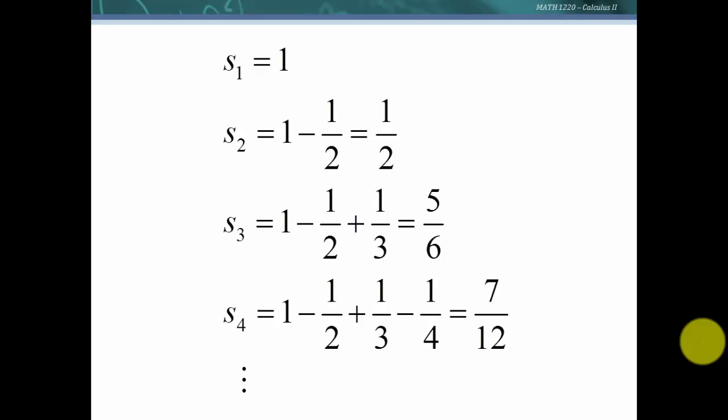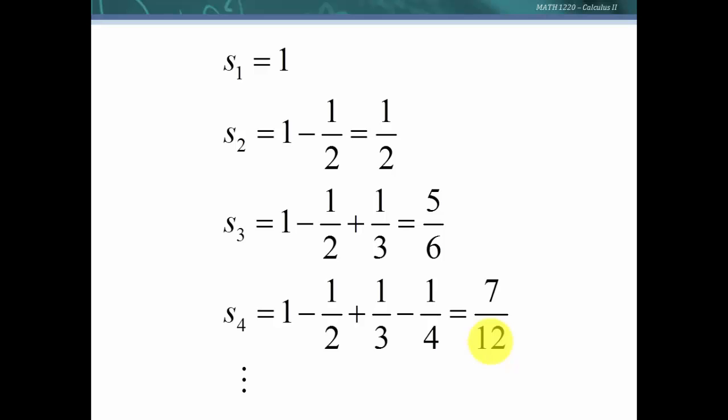Let's look at some of the partial sums here so we can see what's going on. We see s sub 1 is 1. Adding 2 of those we get 1/2. Adding 3 terms we get 5/6. Adding 4 terms we get 7/12, and so forth.